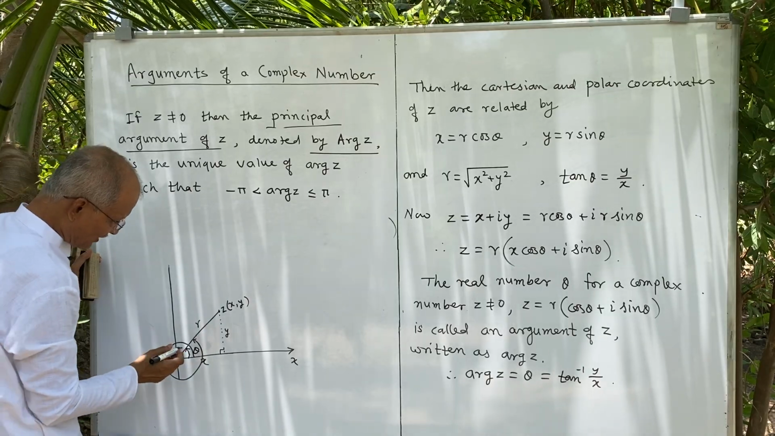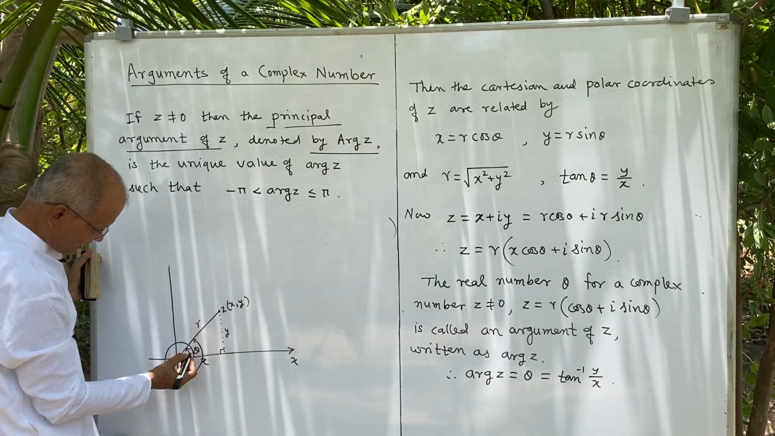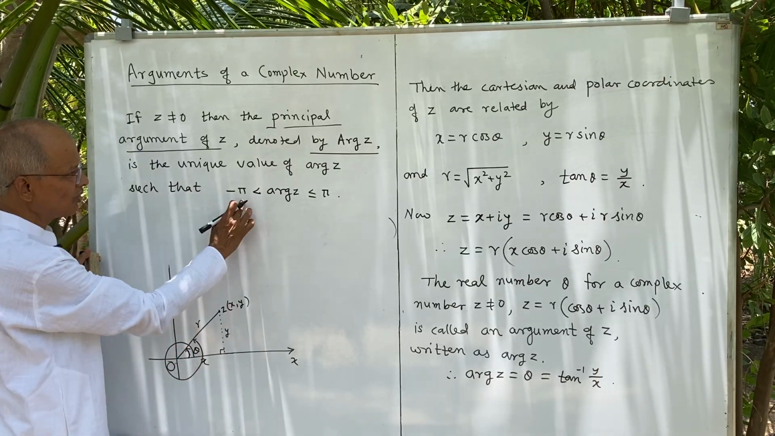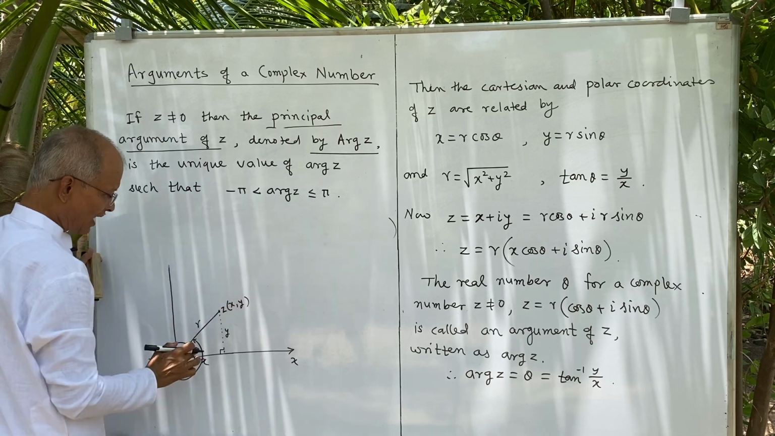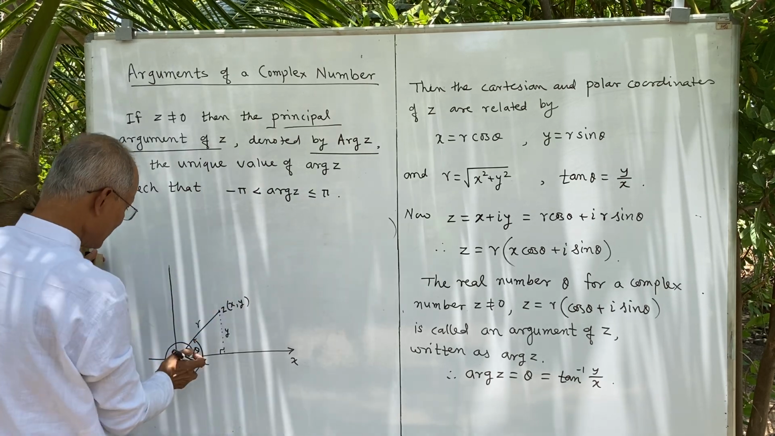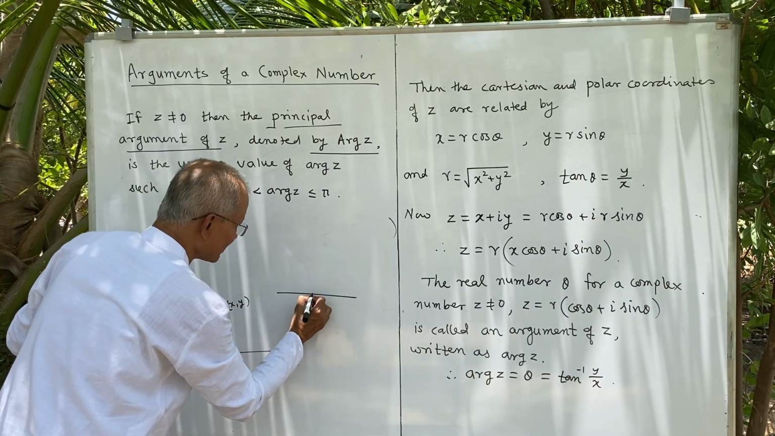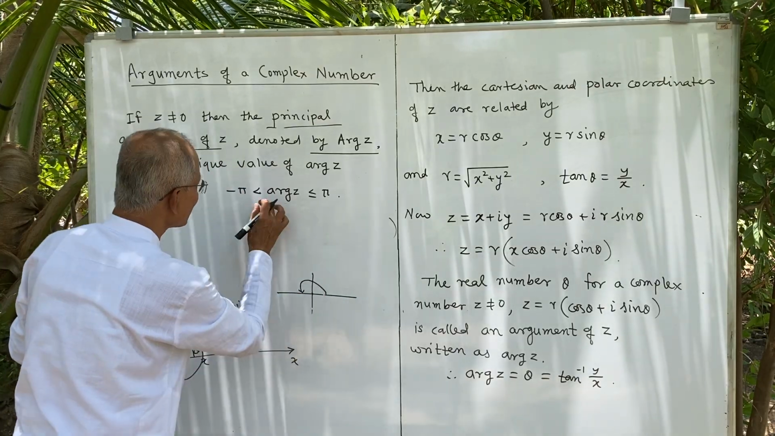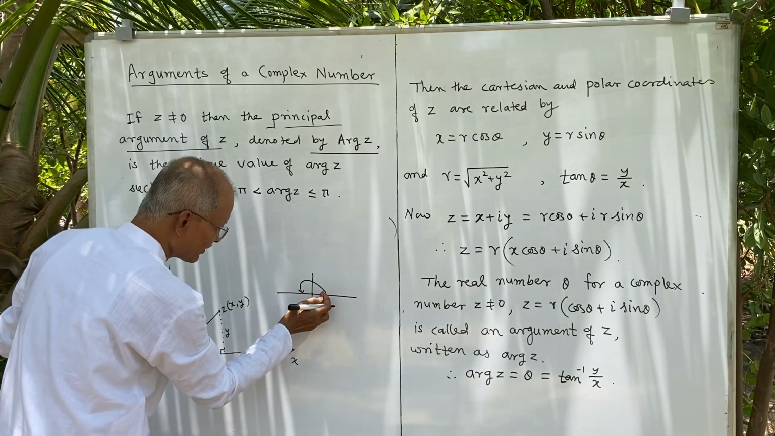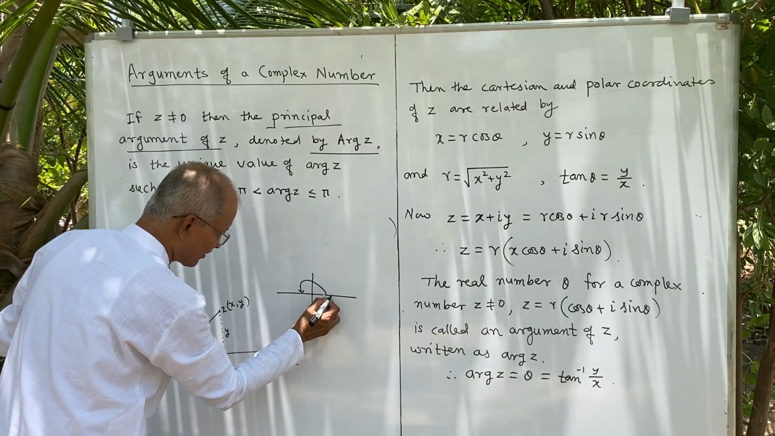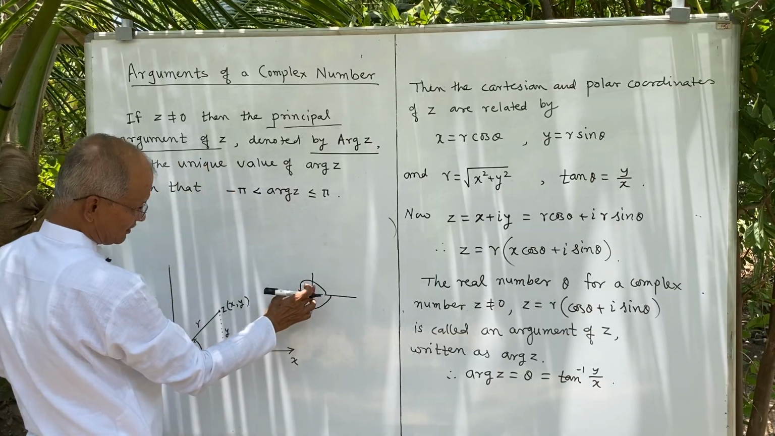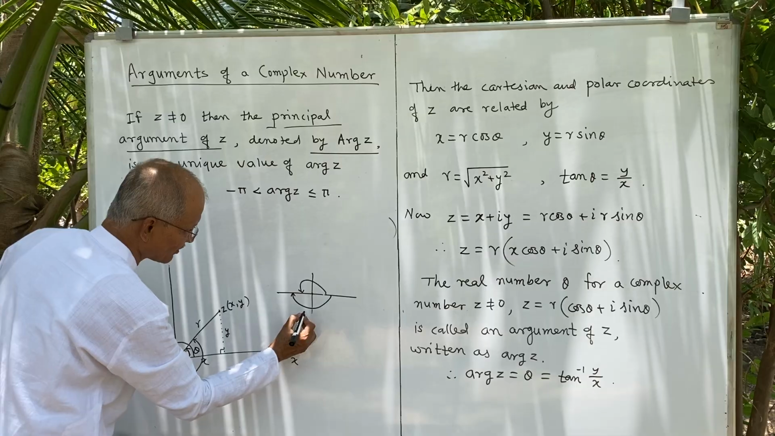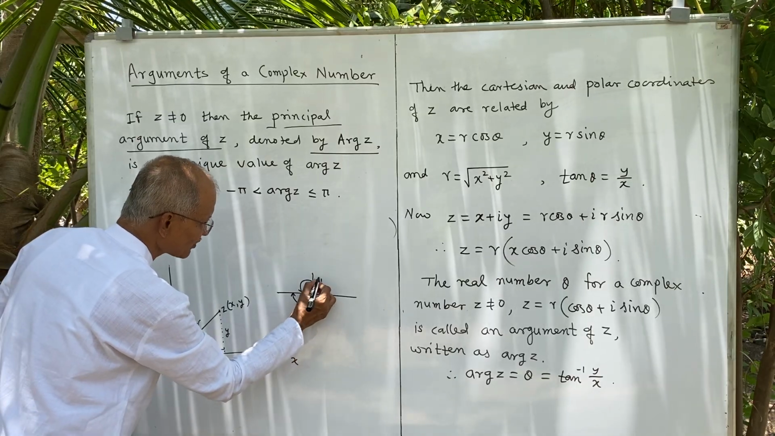So here if you consider this point, then the value of theta is the principal argument, because it lies not between 0 and pi only, but between minus pi and pi. What is the notation minus pi to pi? 0 to pi is the angle measured in anti-clockwise sense, which is positive, and 0 to minus pi is measured in clockwise sense, which is negative. So this is minus pi and this is plus pi.